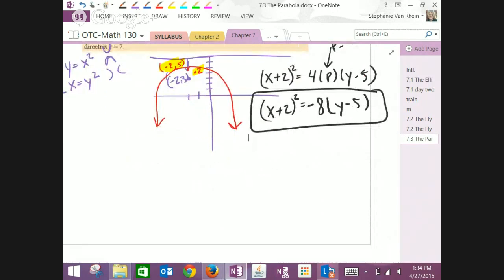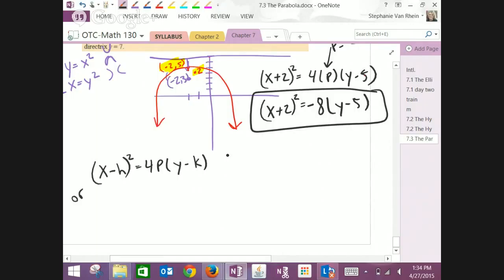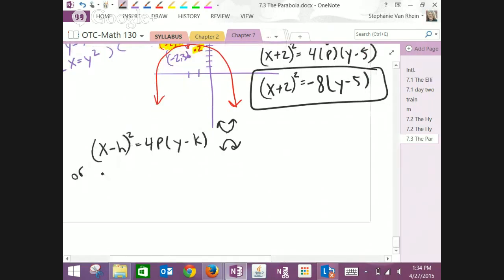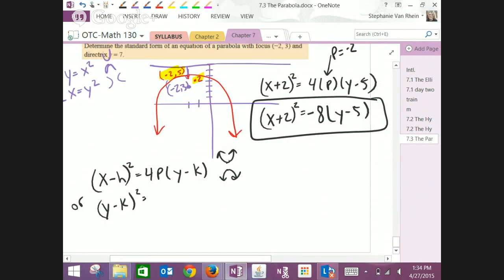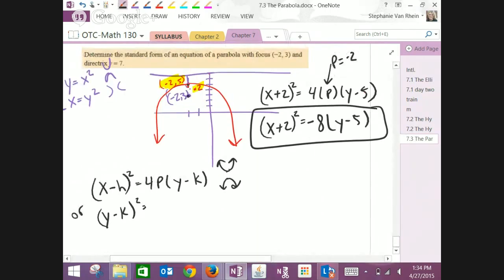The general form is x minus h squared equals 4p times y minus k, for one that opens up or down. So 1p by whatever the constant. P is the distance from the vertex to the focus or the vertex to the directrix.